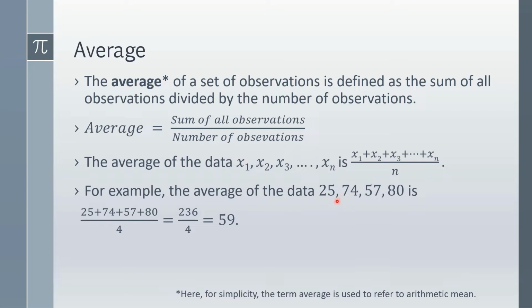For example, if the data is 25, 74, 57 and 80, we add all these numbers together first. That is, we find 25 plus 74 plus 57 plus 80 and then divide by 4, since there are 4 numbers here. So this will give us 236 by 4, which is 59. So that's how we usually find the average of a set of numbers. Now we learn a few rules which will allow us to calculate the average more quickly when we are given certain classes of numbers. But ordinarily, we find the average by adding all numbers together and dividing by the number of numbers.